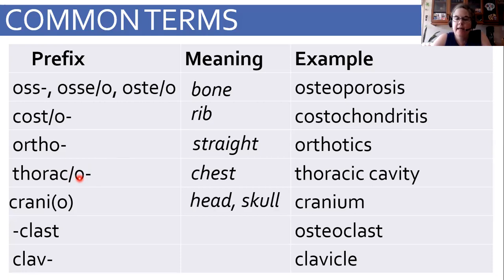Cranial, that's our head or our skull. That's what that means. So our cranium is all the bone here that covers our brain. Okay. Doesn't include the facial bones, but it is all the stuff that covers our brain.